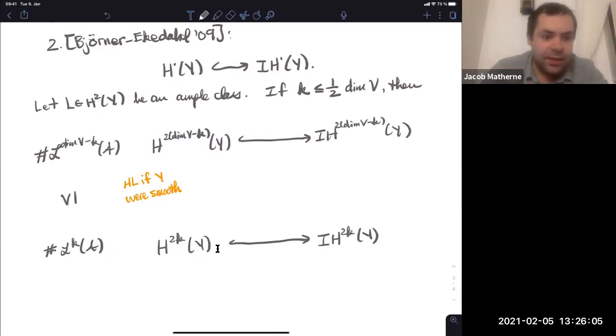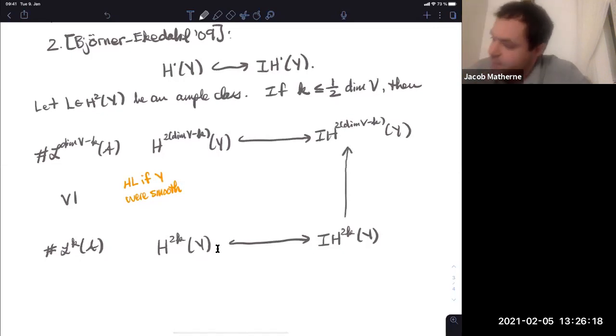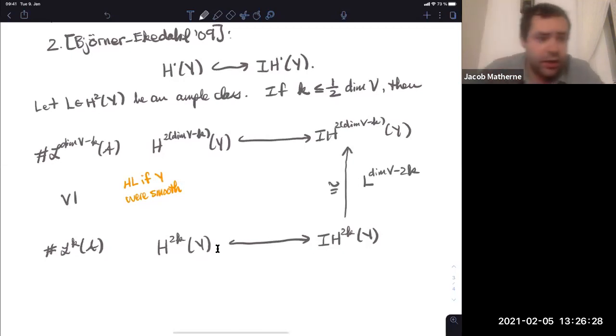Okay, and then the Hard-Lefschetz theorem for intersection cohomology. Well, this Y is singular, but it's a singular projective variety, so I have the Hard-Lefschetz theorem for intersection cohomology. It says that if I multiply by this L enough times, so dimension of V minus 2K, then I get an isomorphism here.